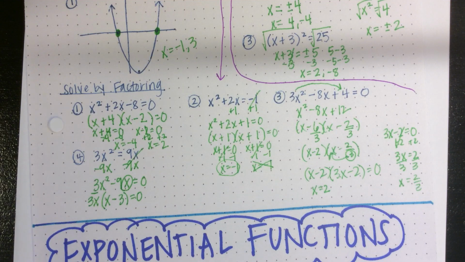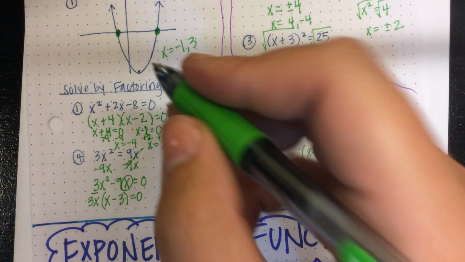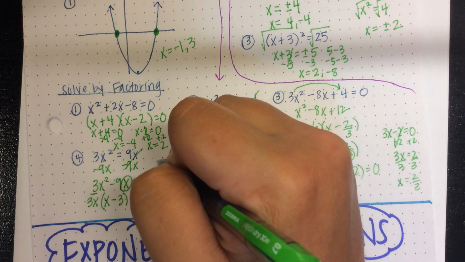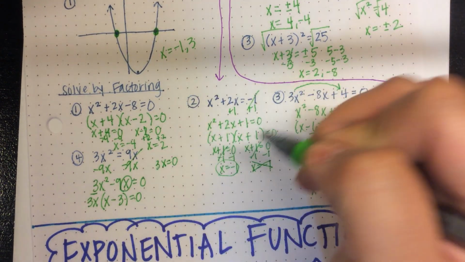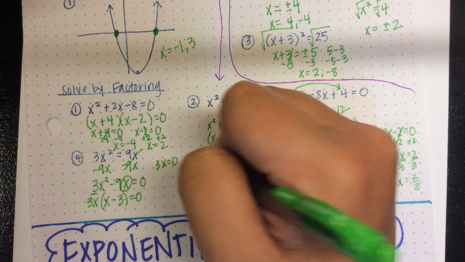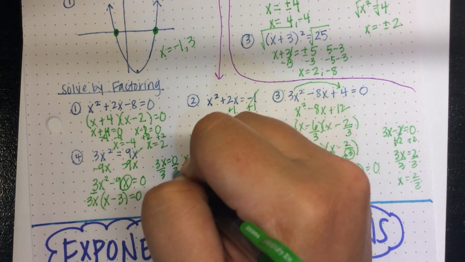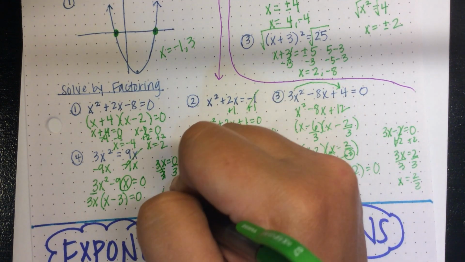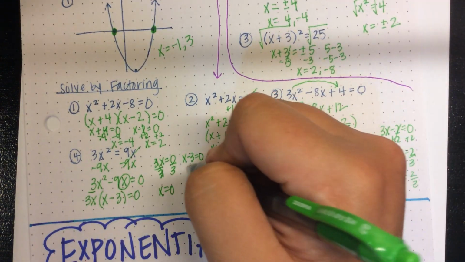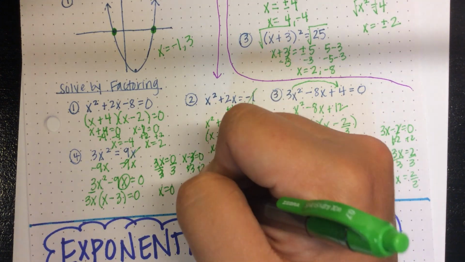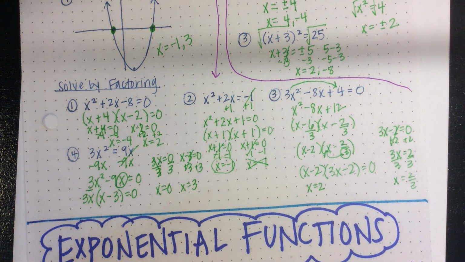Okay, that is my completely factored form, which means I can set them equal to 0 and solve. So we have 3x equals 0, and then x minus 3 equals 0. Solving for x here, I divide by 3. 0 divided by anything is 0. This one, just like before, it's going to end up being the opposite sign. So we get x equals 0 and x equals 3.